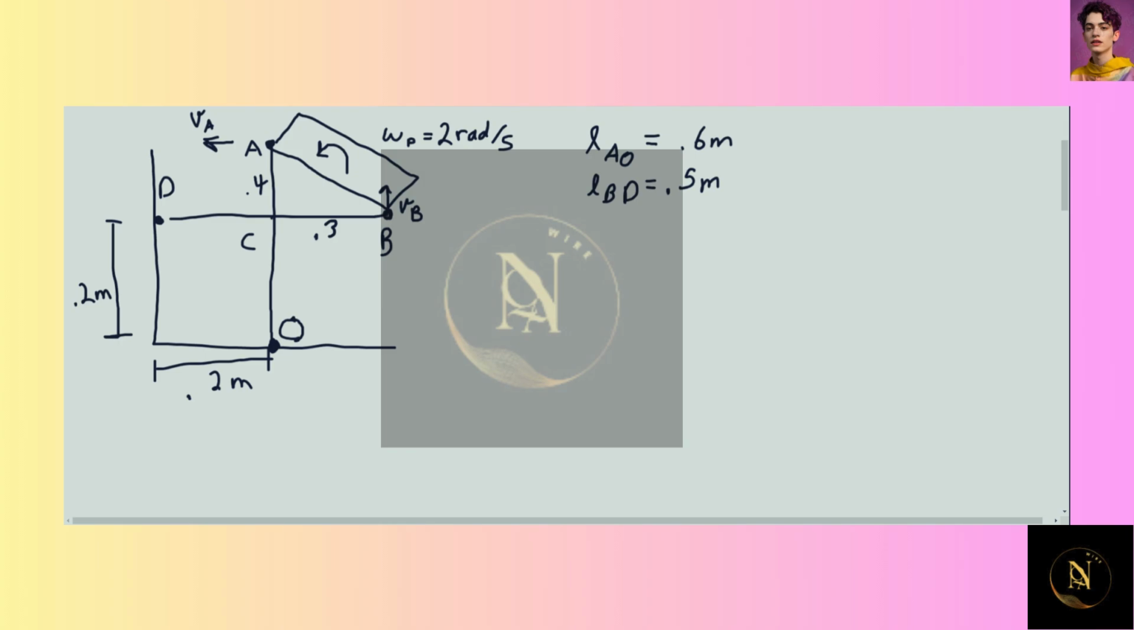We can calculate the velocity of A based on this omega. So the velocity of A would equal that omega_p, where p is the plate, times the length from C to A, so L_CA. If we put numbers in for that, that gives us 0.8 meters per second to the left.